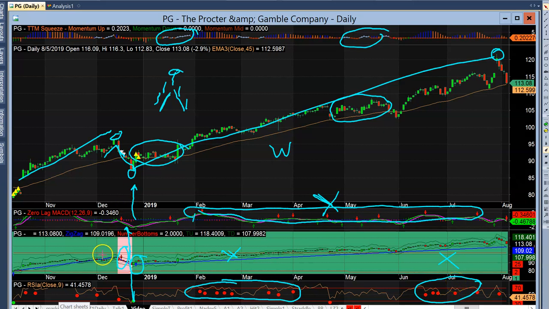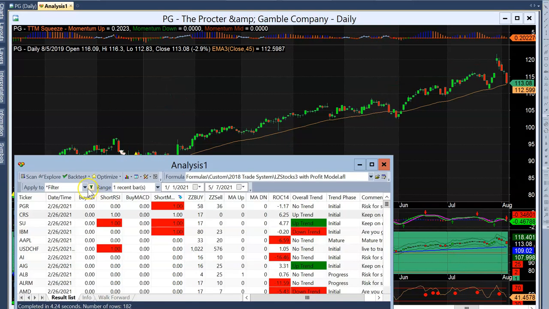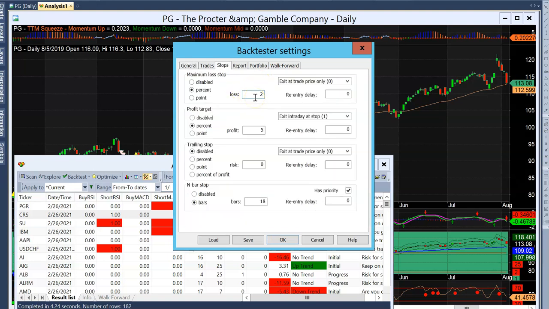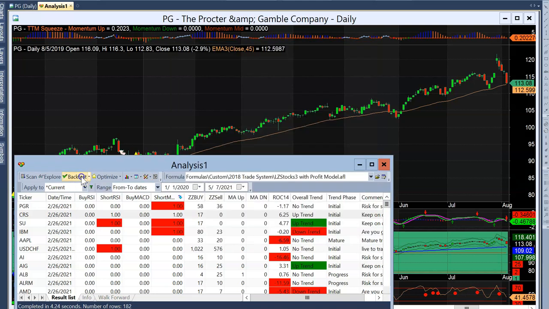Now this is Procter & Gamble. Let's keep that in mind for a minute. I'm going to use the current symbol. I'm going to back test it for a year. I'm going to use $10,000 in the account. I'm going to use a 2% stop loss and a 5% profit target. And let's see how things go. Back test it.